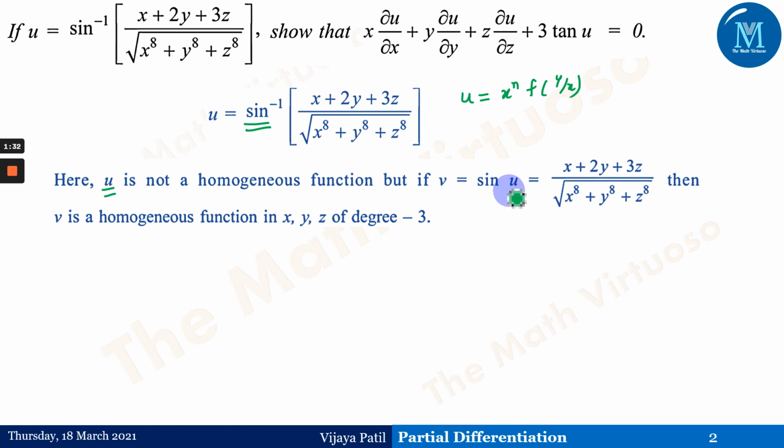But if we say that v is equal to sine of u, that means we are saying v is equal to sine of u, right? Which is equal to x plus 2y plus 3z upon square root of x to the power 8 plus y to the power 8 plus z to the power 8. Then we could easily say here that v is a homogeneous function of x, y, z with the degree equal to minus 3.